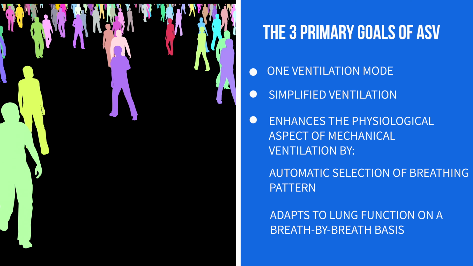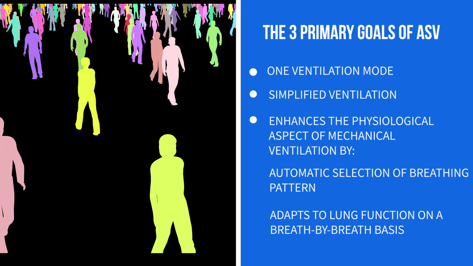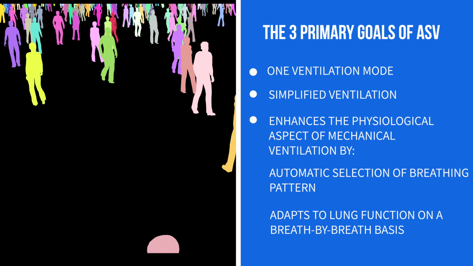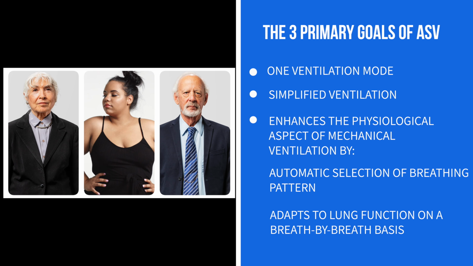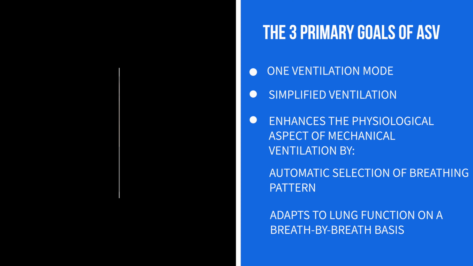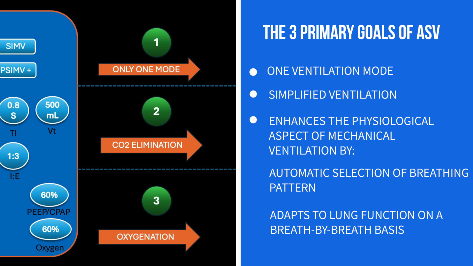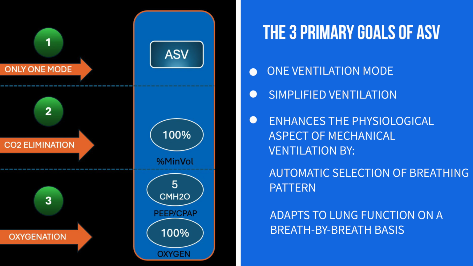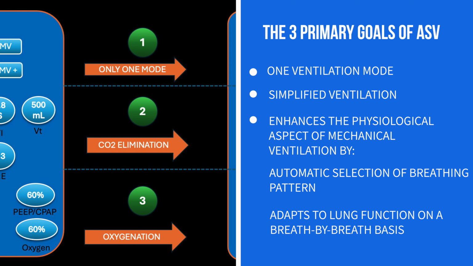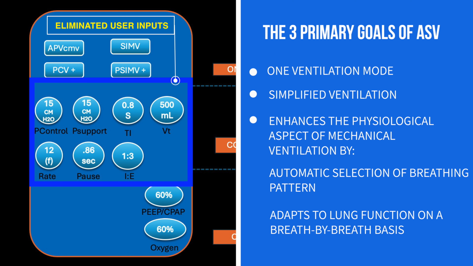ASV's three primary goals exemplify the individualization of ventilator settings, empowering healthcare providers to tailor the settings to each patient's unique needs. It offers one ventilation mode for all patients, whether actively breathing after crash intubation or passively breathing following MFAM. ASV simplifies the process of ventilation with its straightforward approach.